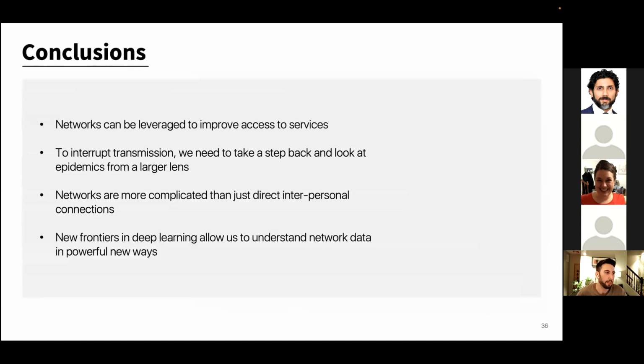So just to wrap up a little bit here, this study has shown us that networks can be leveraged to improve access to services. To interrupt transmission, we really need to take a step back and look at epidemics through a larger lens, especially with these hidden populations like PWID. And networks are much more complicated than just interpersonal connections. We definitely need to think about indirect connections, the sociometric network, but also connections to spaces and how these all overlap and the interplay between them.